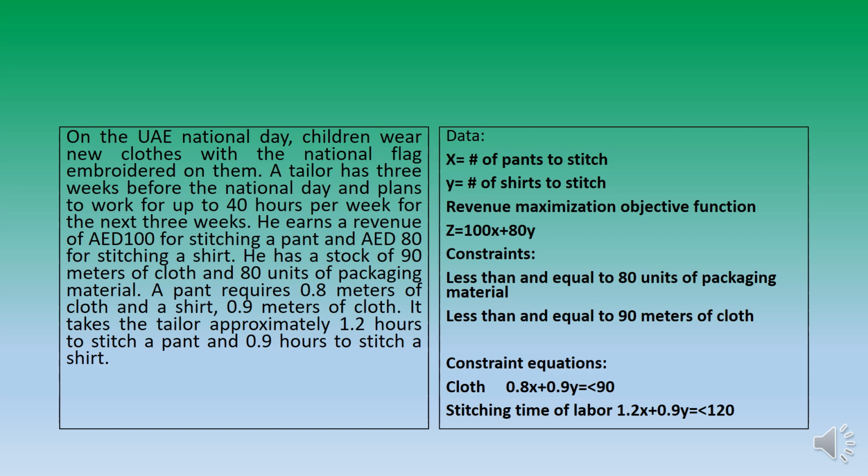We are done with that, and this is the revenue equation, 100x. This is for the pants, 100. He gets the price of 100 for the pants, and 80 dirham for the shirt.